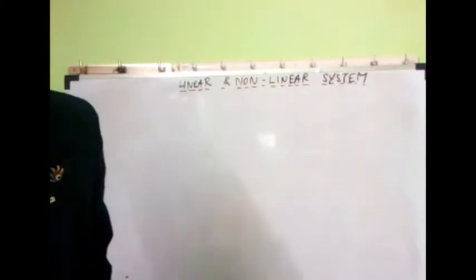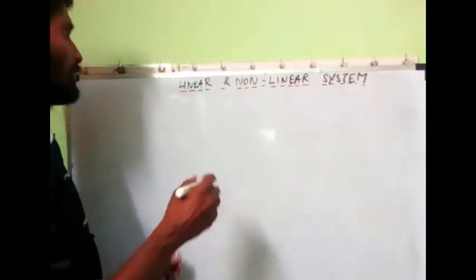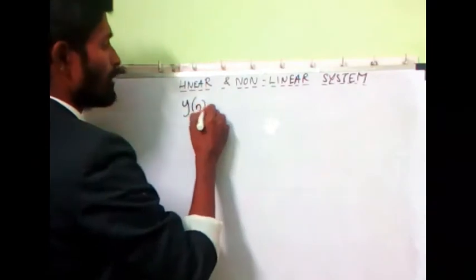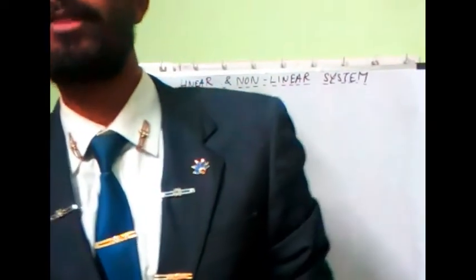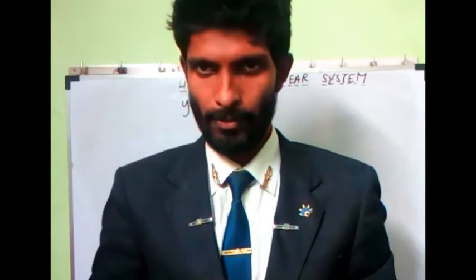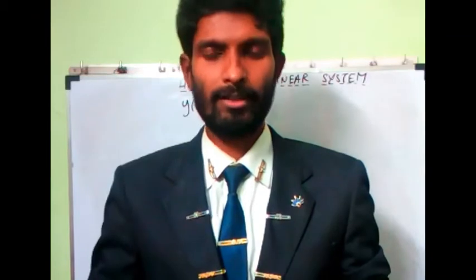So let us take a small example. The first example is y[n] equals x[n] squared. For the linear as well as non-linear system, from the input we get an output, so we have to split the input into two forms. For example, if I have y[n] equal to x[n], you have to divide x[n] into x1[n] as well as x2[n], and you should do that.